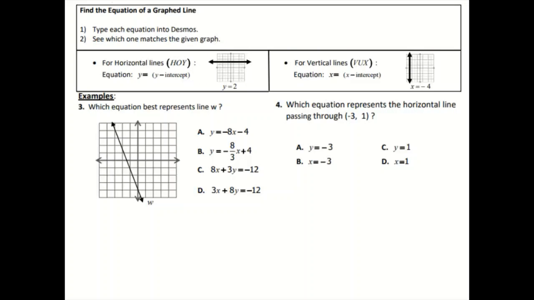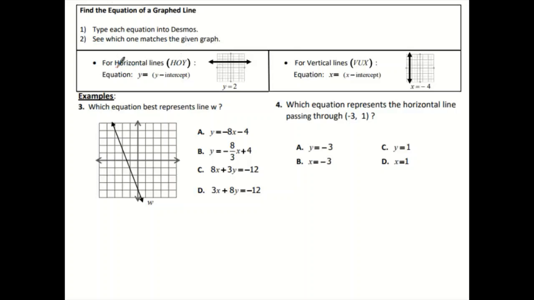We're going to find the equation of a graphed line, okay? So for these, you're going to just type each equation into Desmos and see which one matches the graph. So when they give you equations, you can check which one matches the graph that you're given.